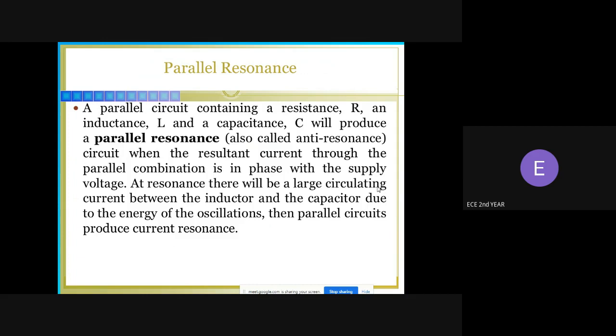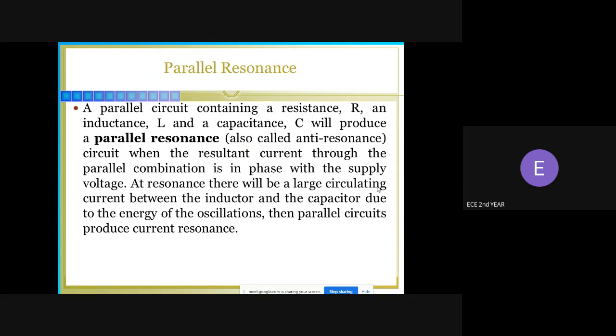We will see it in the first slide in the diagram. We are mentioning circulating current. It is providing a circulating current due to the energy of oscillation. That is, energy is transferring between inductor and capacitor. Then parallel circuits produce the current resonance.